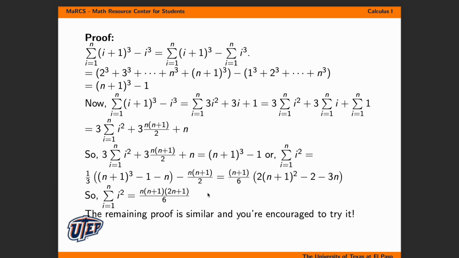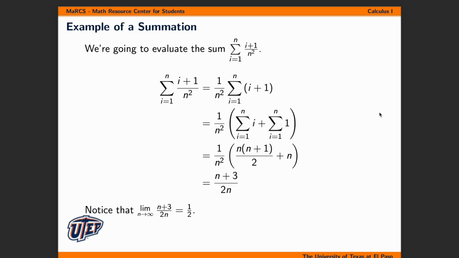So now the remaining proof is similar, and you're encouraged to try it for the last summation. Now we are going to evaluate the sum from i equals 1 up until n of (i plus 1) divided by n squared. So first we can take out the 1 over n squared, since we are summing the i. So taking that out, we have 1 divided by n squared times the sum from i equals 1 up until n of i plus 1.